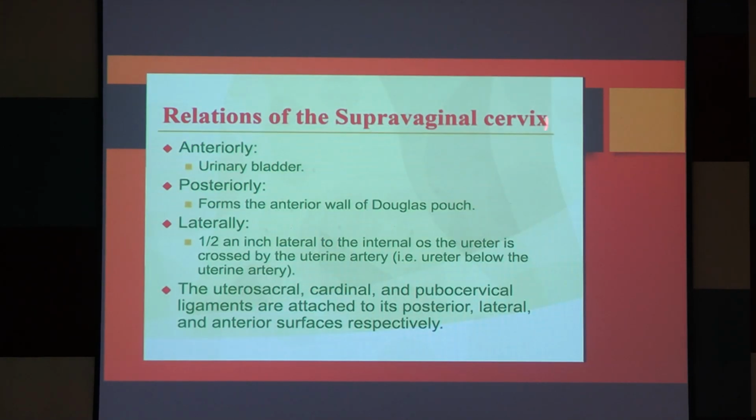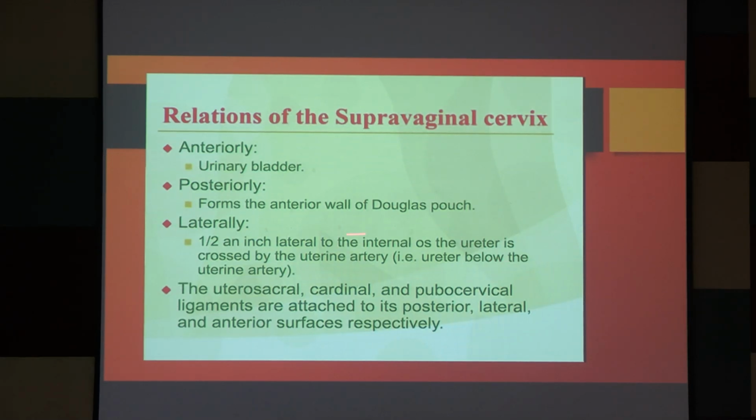The supravaginal cervix that we are talking about takes part in the formation of the lower uterine segment. Anteriorly it is related to the urinary bladder. So if you do something on the cervix, you have to push the urinary bladder away. Posteriorly, the pouch of Douglas is there, and laterally, that is very important.